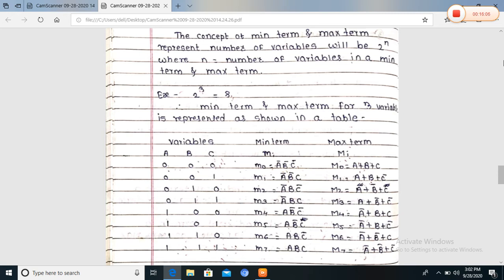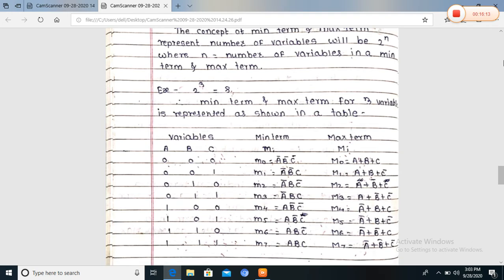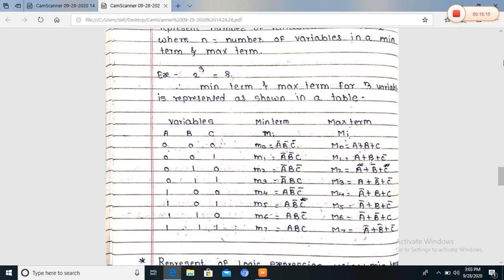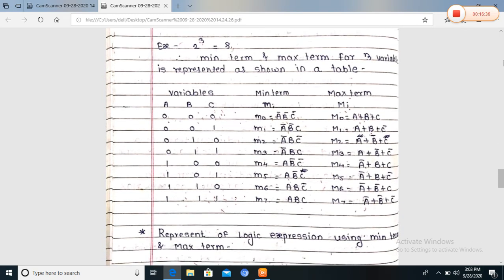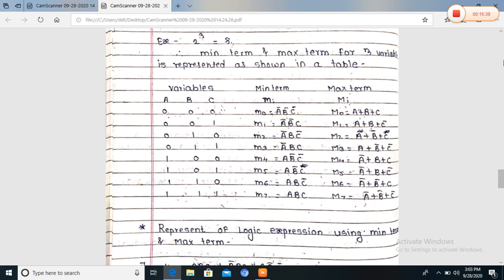If in that expression, SOP or POS, the 3 variables are present, then the terms represent from 0 to 7, that is 8 terms, minterms or maxterms. If in that expression there are 2 variables, then the terms are represented as 0 to 3, that is 4 terms in a 2 variable structure. That is the minterm and maxterm.